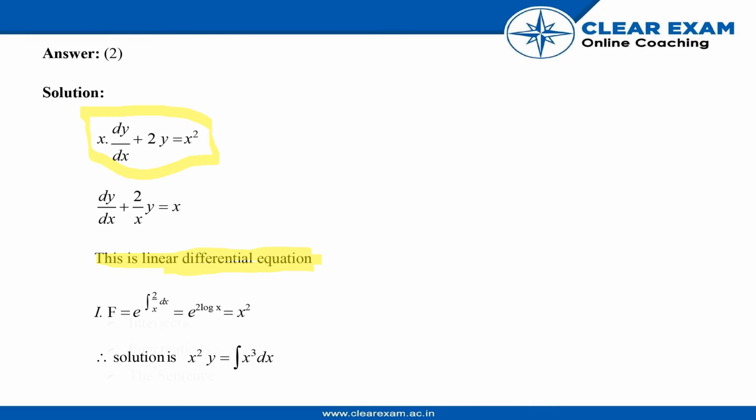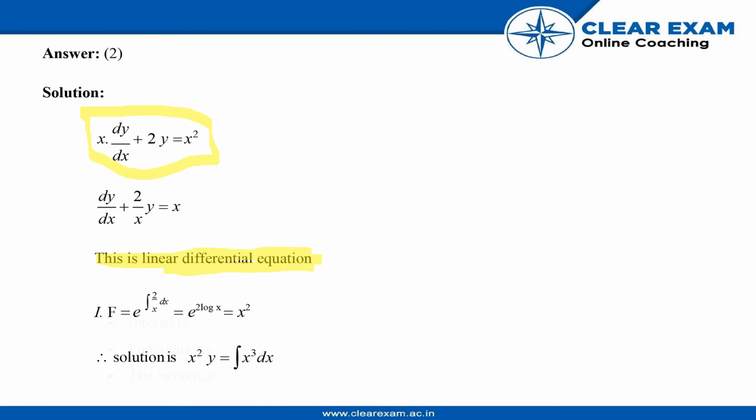So let's write it in the form of integrating factor, I.F. equals e to the power integral of 2 by x dx, because it is the standard solution for a linear differential equation of this type. We know that the integral of 1 upon x is log x, and 2 is a constant, so it comes out to be e to the power 2 log x, which eventually is x square. So therefore the solution is x square y equals integral of x cube dx.